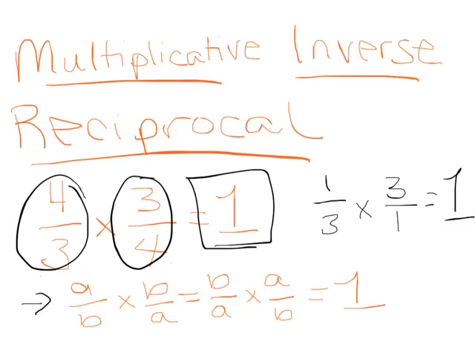Now you may see this written as A over B times B over A equals B over A times A over B. Really long sentence, all equaling 1. It's simply using the commutative property. We can put any one first, doesn't matter, but they're all going to equal 1.